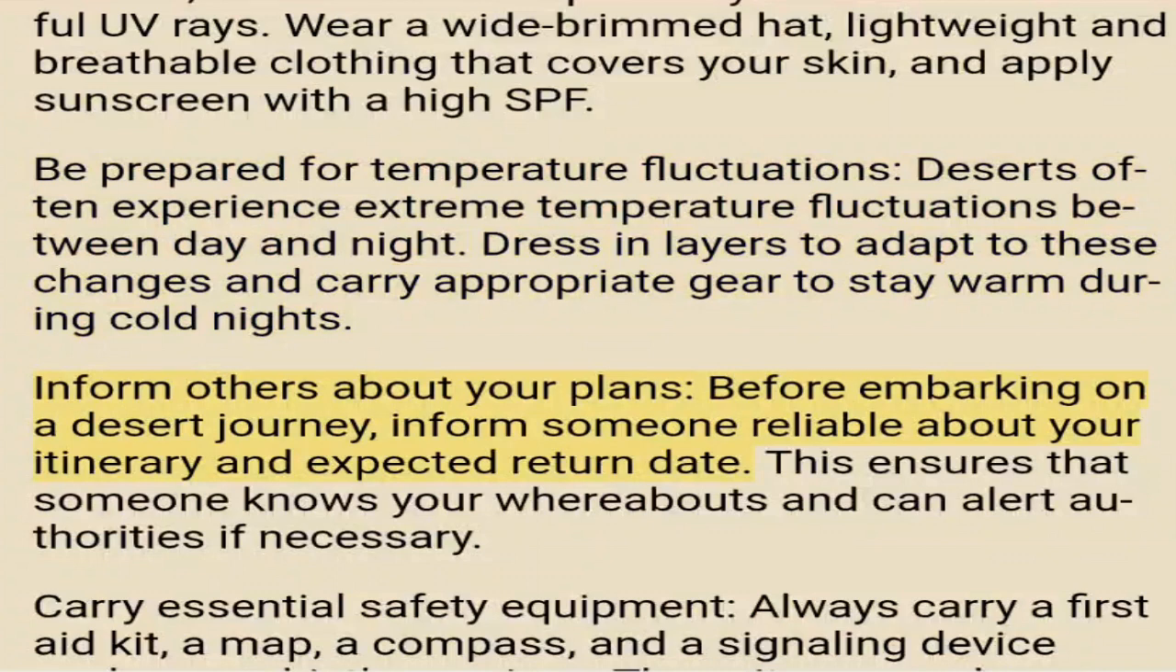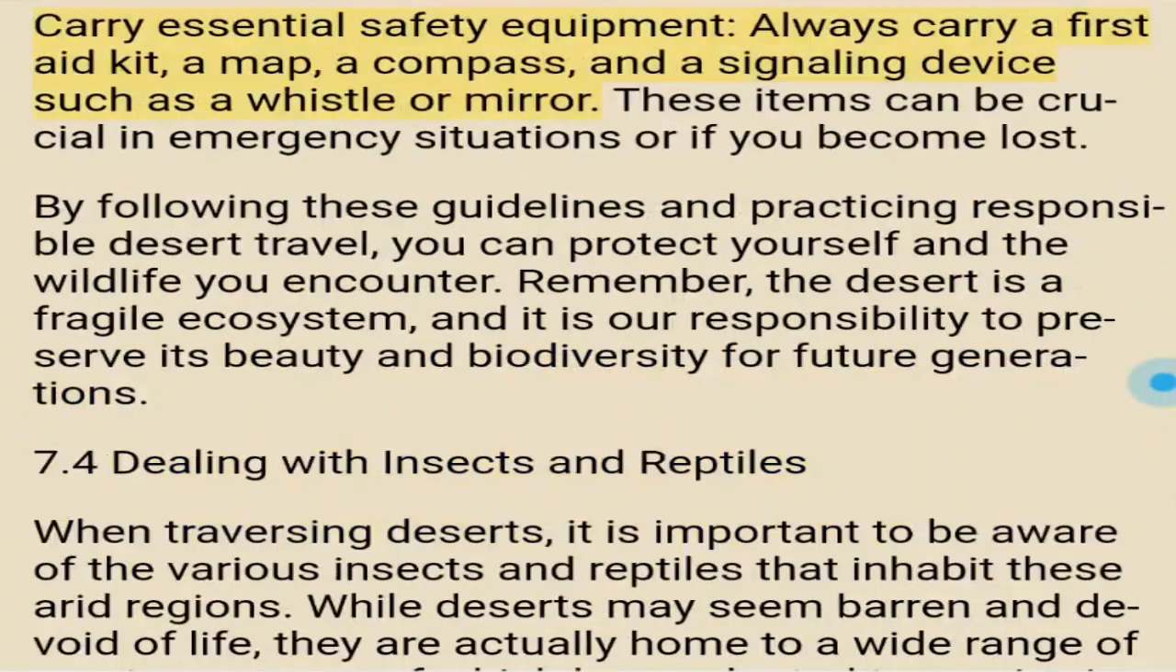Before embarking on a desert journey, inform someone reliable about your itinerary and expected return date. This ensures that someone knows your whereabouts and can alert authorities if necessary. Carry essential safety equipment. Always carry a first aid kit, a map, a compass, and a signaling device such as a whistle or mirror. These items can be crucial in emergency situations or if you become lost.